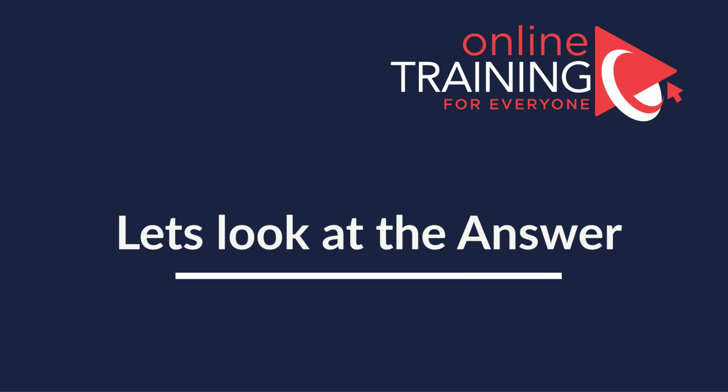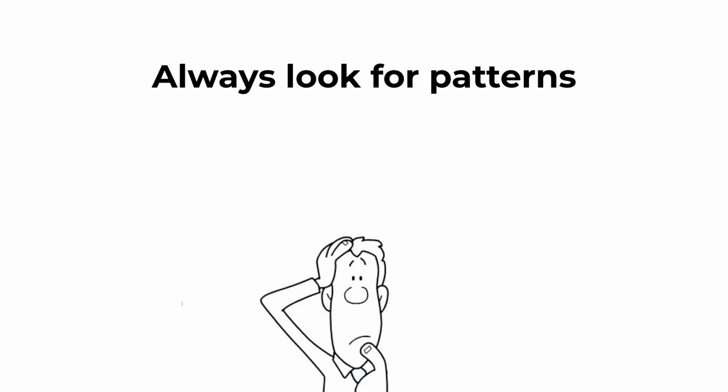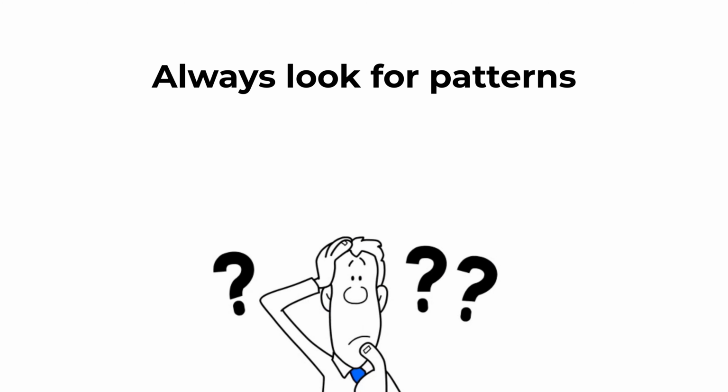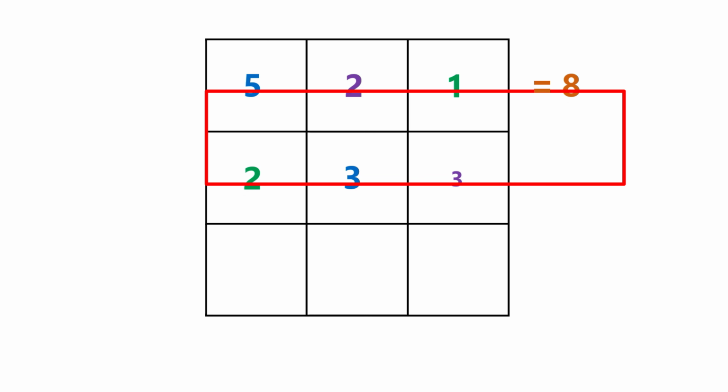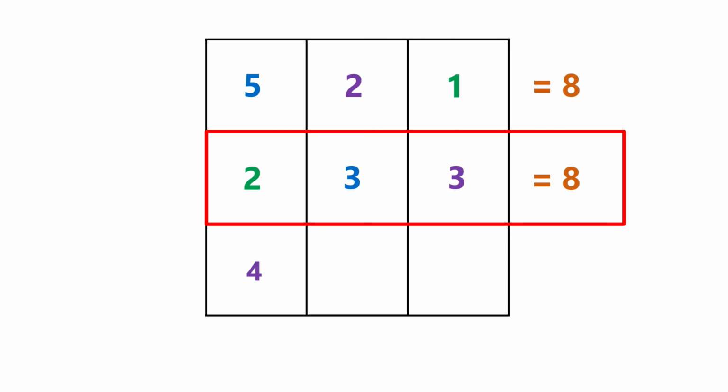As usual, my advice to you, always look for patterns. In this particular case, we need to look at the patterns inside the rows and then inside the columns. Let's look at the first 2 rows to see if we can get a pattern. The sum of 5 plus 2 plus 1 equals 8. The sum of 2 plus 3 plus 3 also equals 8. So there might be a pattern.